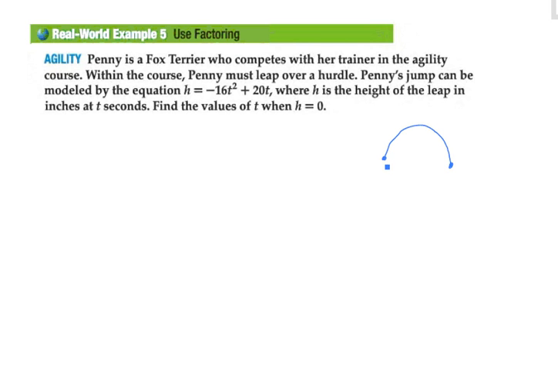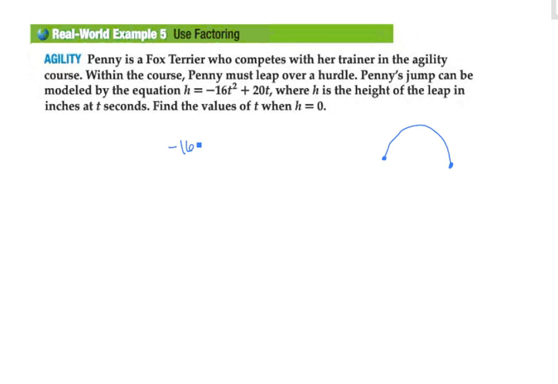So visually, what are we looking for? We're looking for when she started and when she ended. So technically, what are we looking for? How long did it take her to do this jump? Okay, that's really in a nutshell what we're looking for. Well, before we can even do that, it looks like we have to go ahead and factor this and solve it. So again, they tell us h equals 0.